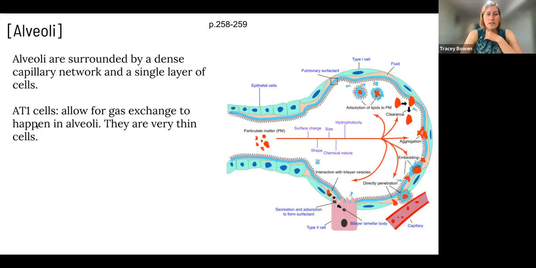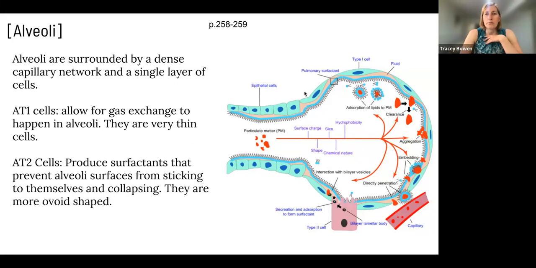And there are two main types of cells in the alveoli. They're sometimes called AT1 cells, or type 1 pneumocytes, and they allow for gas exchange to happen in the alveoli. So these are the type 1 cells. They're very, very thin. And then type 2 cells produce surfactant, and surfactant is going to prevent the alveoli surfaces from sticking to themselves and then collapsing. And these are more ovoid shape.